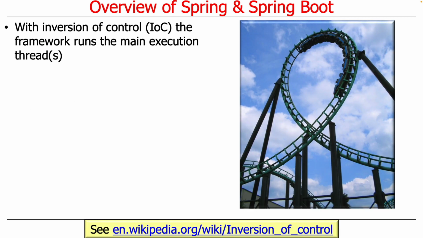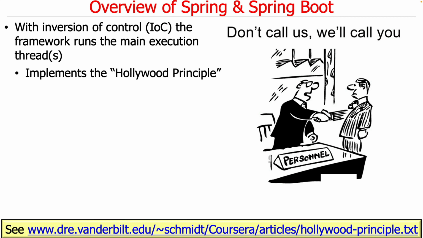The next concept that's important in Spring is inversion of control, or IOC. The basic idea of inversion of control is to make it the framework's responsibility to keep track of the thread or threads of execution, rather than making it the application developer's problem to do this. This is a very, very common thing in modern platforms and frameworks.